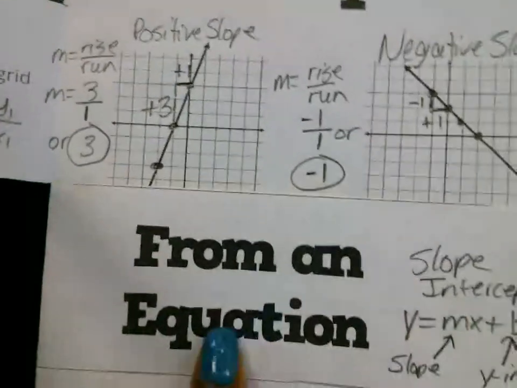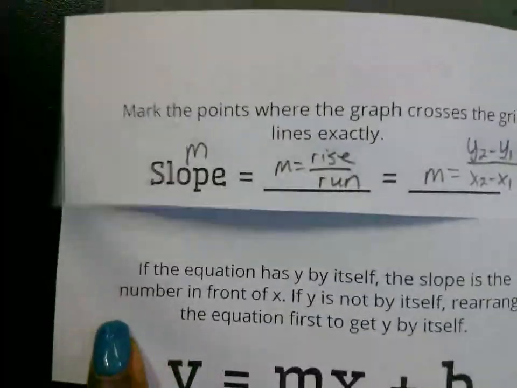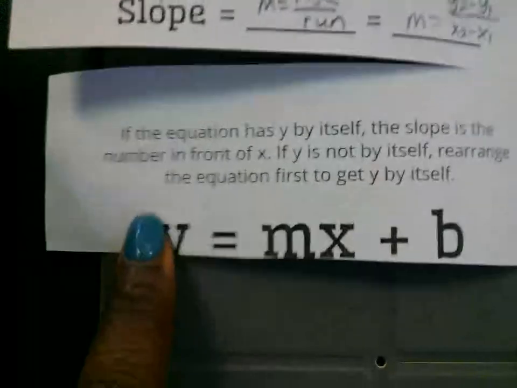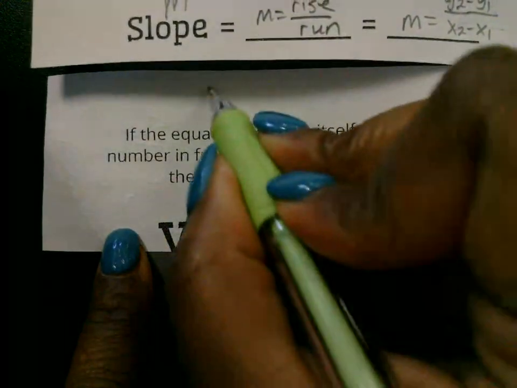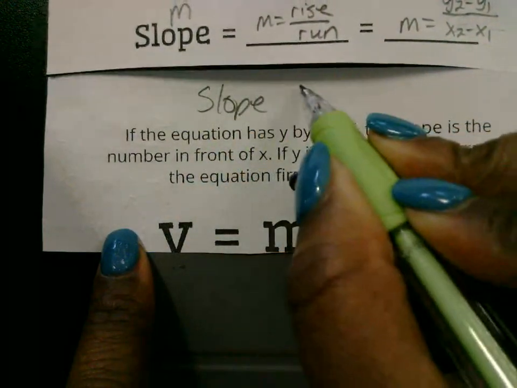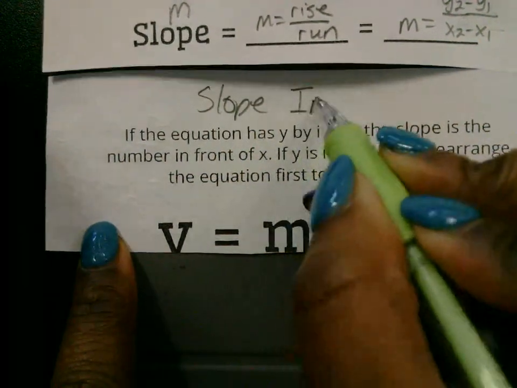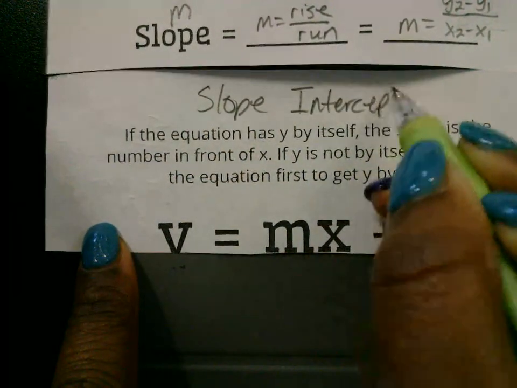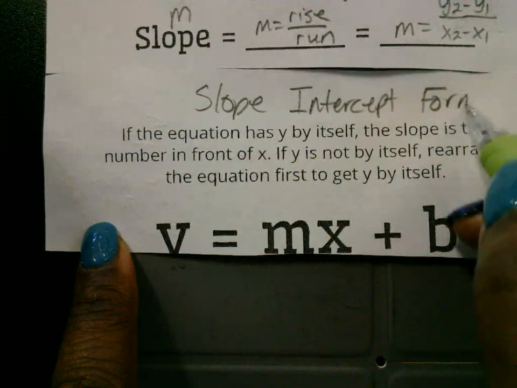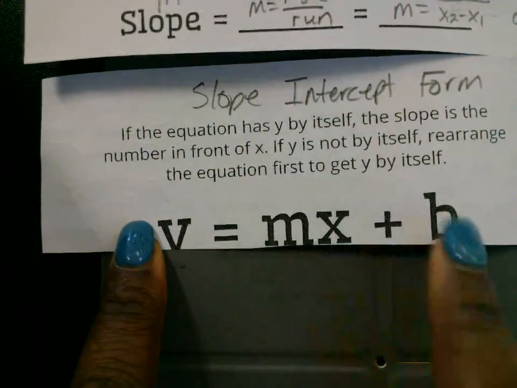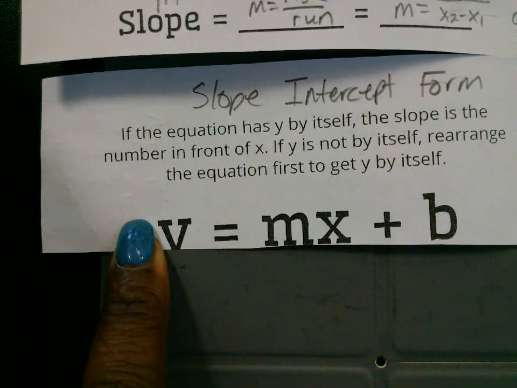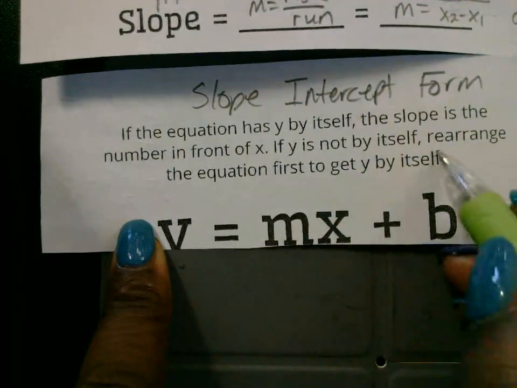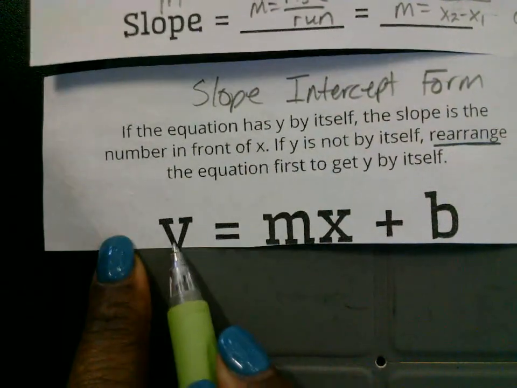Slope from an equation. An equation is written in slope-intercept form. A linear equation has to be written in what you call slope-intercept form: y equals mx plus b. If it's not written in that form, you need to rearrange it so that y is by itself.